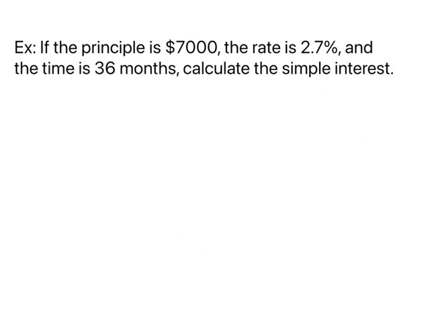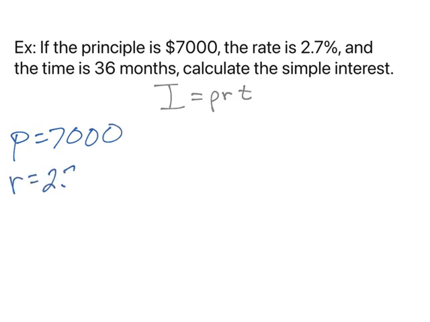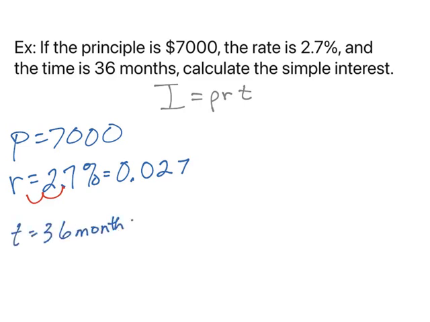Let's do another one. If the principal is $7,000, the rate's 2.7%, and the time is 36 months, calculate the simple interest. Great. Again, I equals PRT is our formula, so let's recognize what we have. The principal is $7,000. The rate is 2.7%, which as a decimal is 0.027, because remember, you move the decimal 2 places. And the time is 36 months. But remember, earlier I said time has to be in years. So 36 months is equal to 3 years.